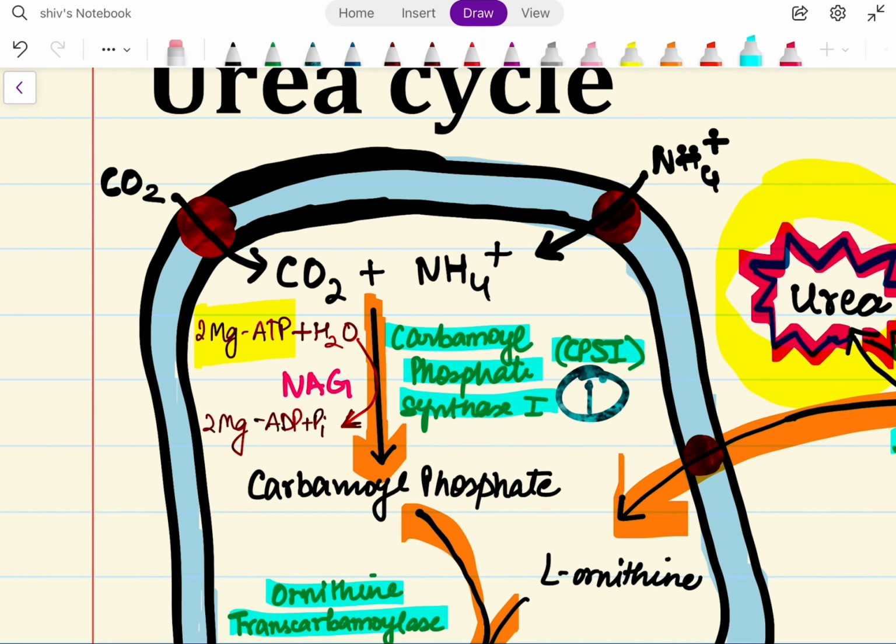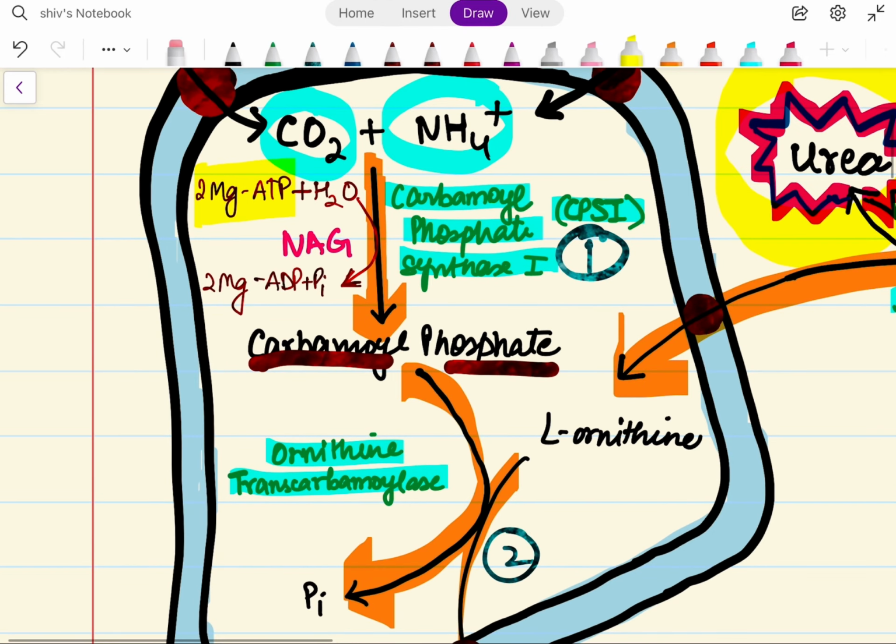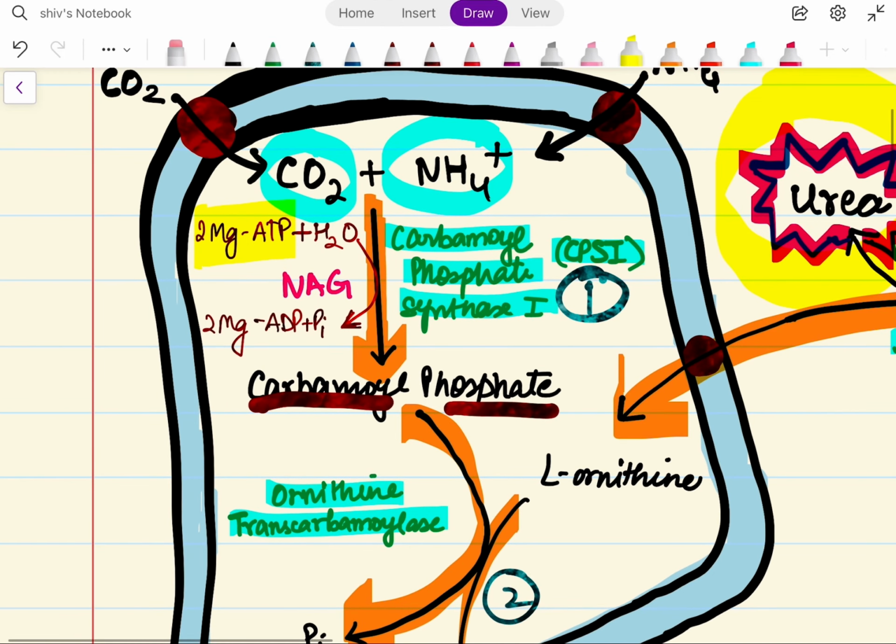Firstly, as you can see, there is condensation of ammonium ions with carbon dioxide to form a compound known as carbamoyl phosphate. Now, this reaction is catalyzed by an enzyme called CPS1, carbamoyl phosphate synthase 1. So, this is the enzyme I'm talking about, used in the first step.